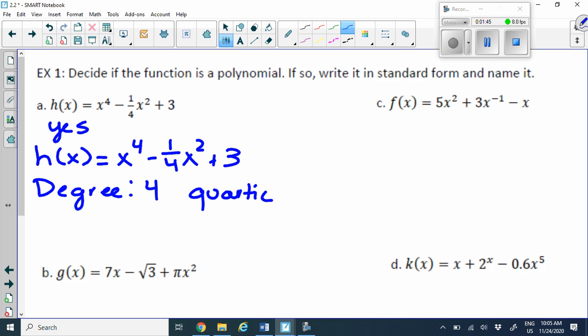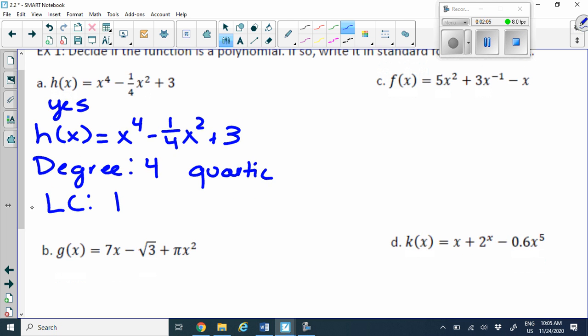Now one last thing we're going to do, which it didn't ask us to, but we're going to talk about the leading coefficient. That is the coefficient that is on the first term. So we look at x to the fourth, which is our first term. The coefficient in front of it is 1. So that's our leading coefficient. Okay, let's go ahead. We're going to do C next. I'm kind of going out of order here.